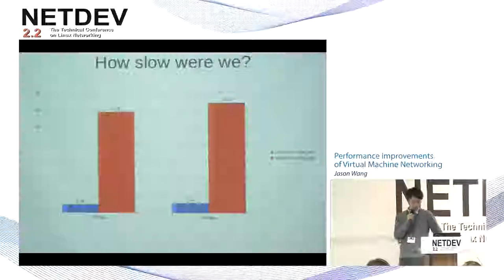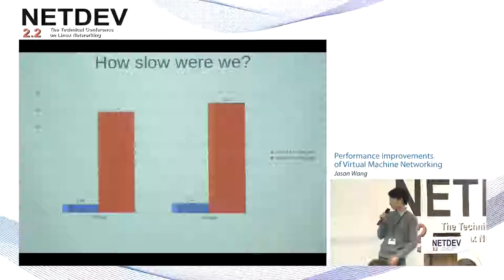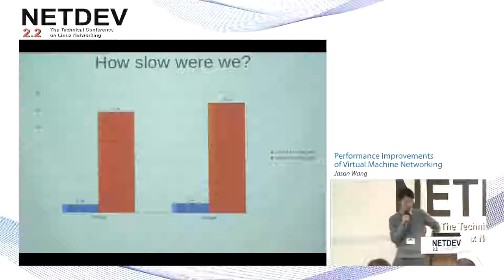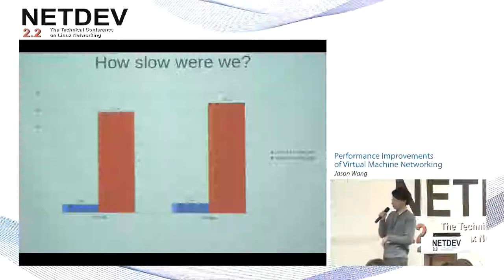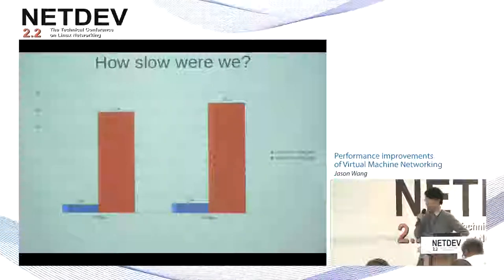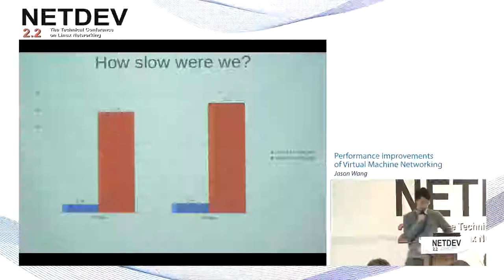So the comparison is not fair because testpmd bypassed the bridge. So I just use these figures for your reference. In the numbers at the end of the slides, I will give you more fair comparisons after XDP is used.